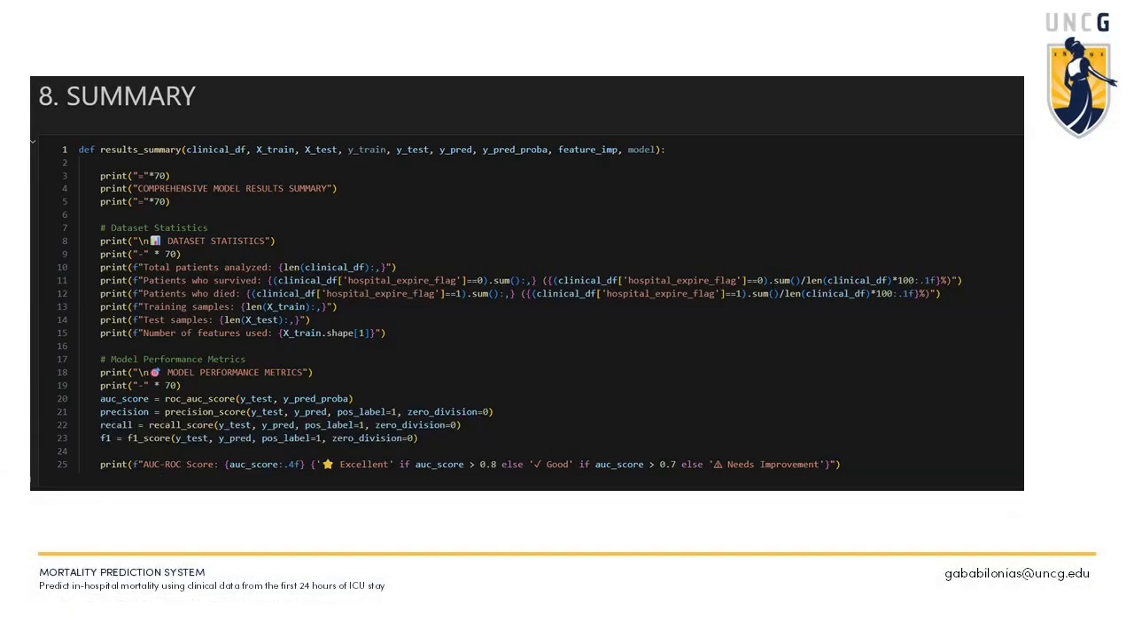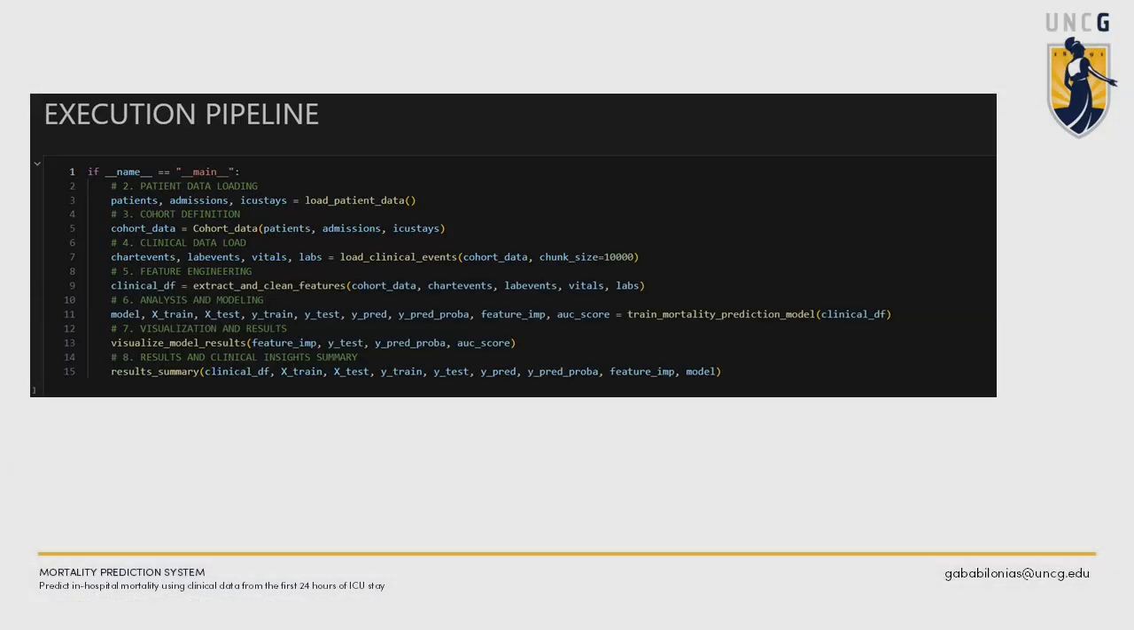Section 8, results summary function. Comprehensive metrics and clinical insights. Confusion matrix breakdown, performance metrics, risk factor analysis. Execution pipeline function. Main block at bottom calls all functions in sequence. Clean, reproducible, and easy to understand. Each function has clear purpose and returns specific outputs.